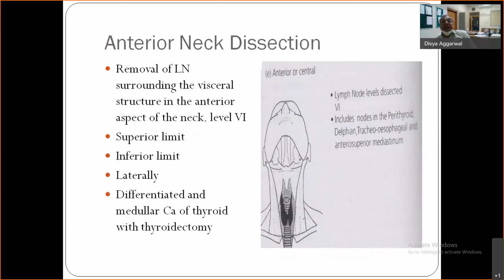Then there is the anterior neck dissection. So this is removal of the lymph nodes surrounding the visceral structures in the anterior aspect of the neck, level 6. So it is generally indicated in differentiated and medullary CA thyroid, where we are combining it with a thyroidectomy.